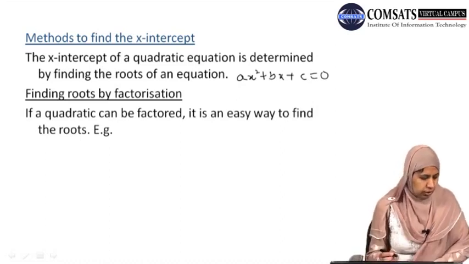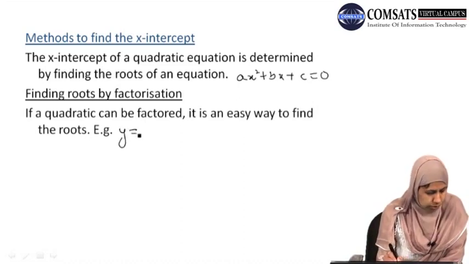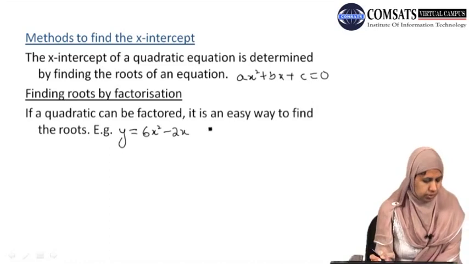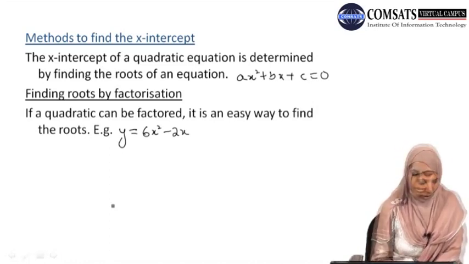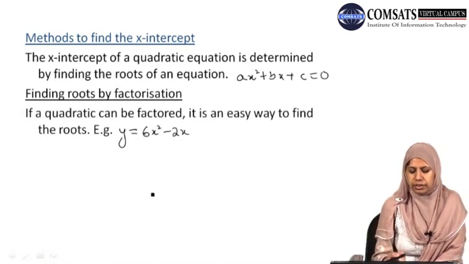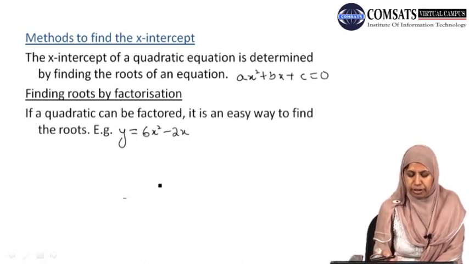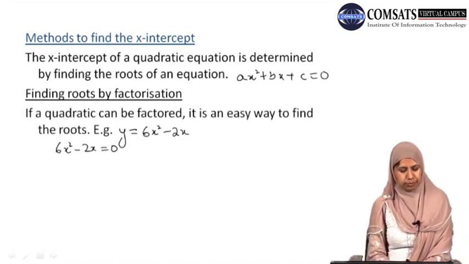method. Okay, for example, we have y equals 6x square minus 2x. Then we are interested in finding the x-intercepts of this equation, and how can we find the x-intercepts? By simply finding the roots of this equation, that is the roots of the equation 6x square minus 2x is equal to 0.